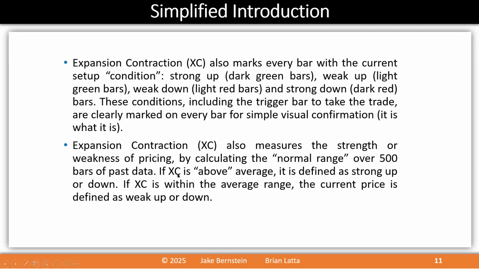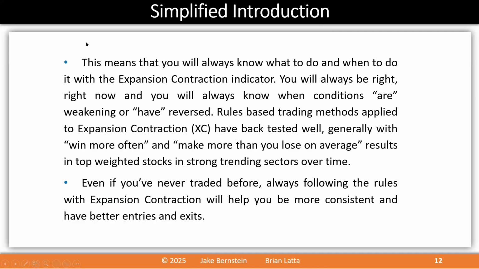If this makes sense, expansion contraction is non-lagging. It'll help us identify whether the trend is up or down, whether the current swing is up or down, and whether or not we are strong or weak. So in essence, you'll always know what to do with expansion contraction. At the right end of the chart, you'll always know what the conditions are. Are they strong? Are they weakening? Have they reversed? And we've created some trading rules on there, where to get in, where to get out at a loss, and when to take a profit, following Jake's setup, trigger, follow-through methodology.